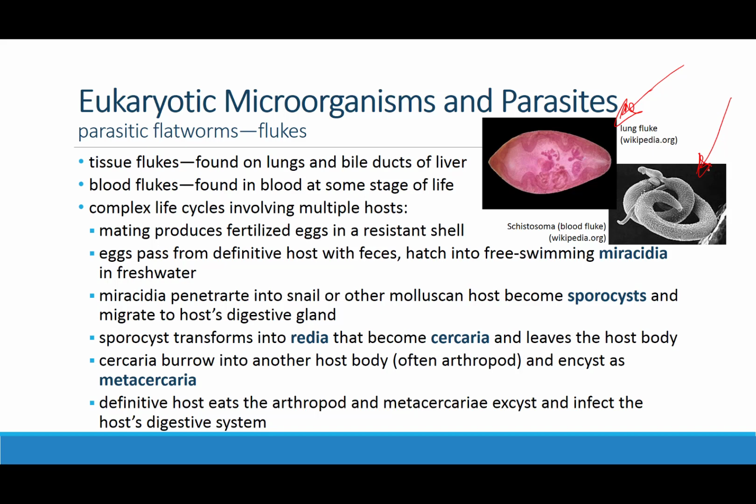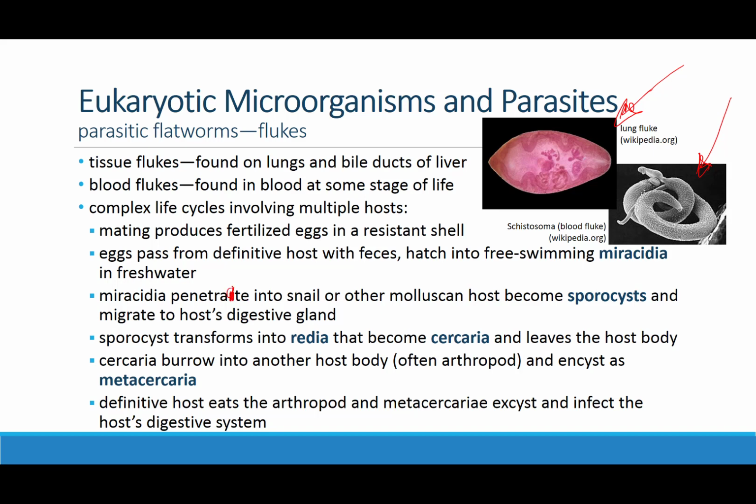When they mate, they produce fertilized eggs that are found in a resistant shell, and the eggs pass from the definitive host with feces. Then they hatch into a free-swimming form out there in the environment, called a miracidium. They're found in freshwater. So these miracidia are swimming around in freshwater. Misspelling right there, take that R out.